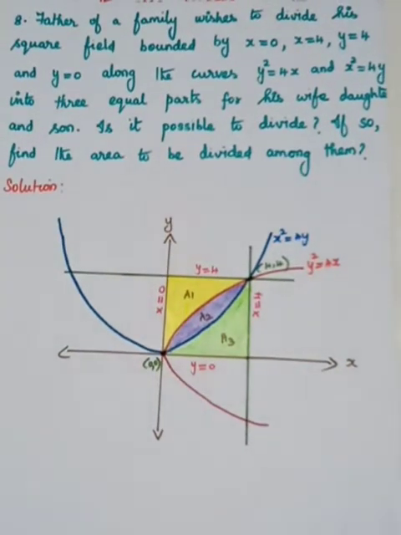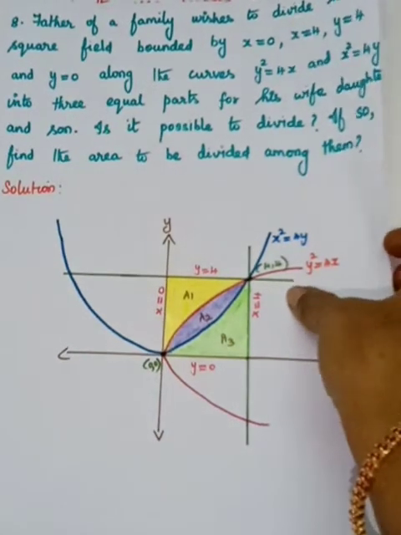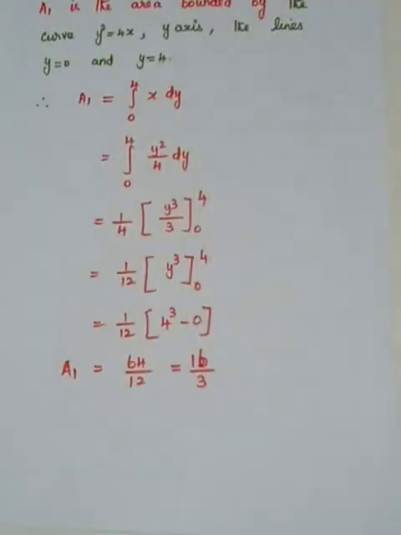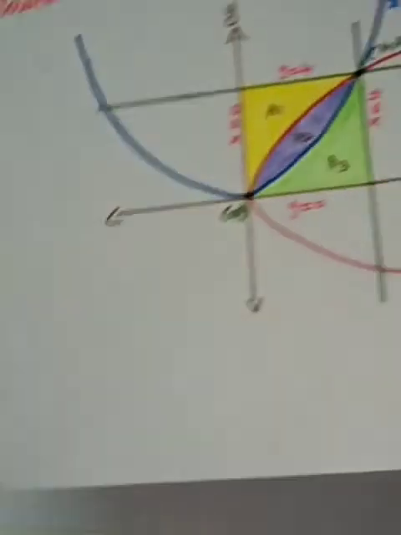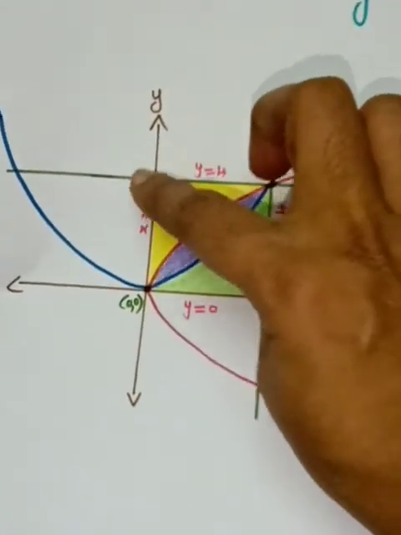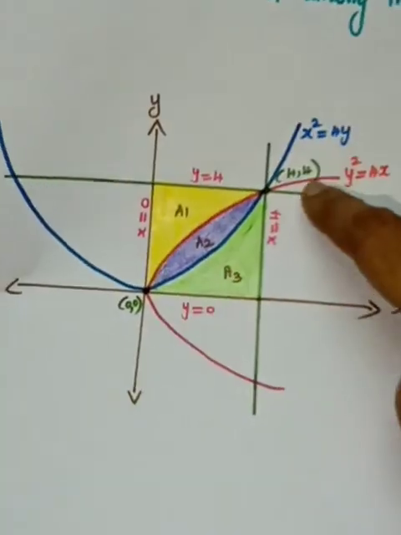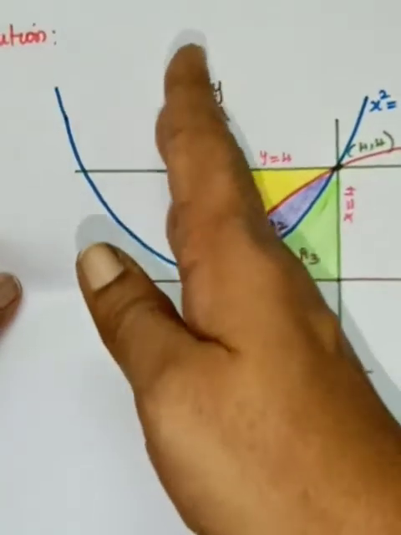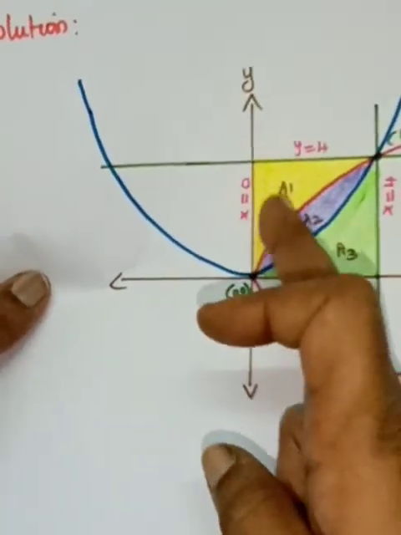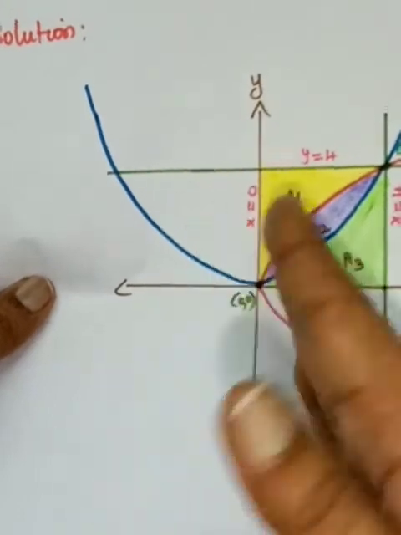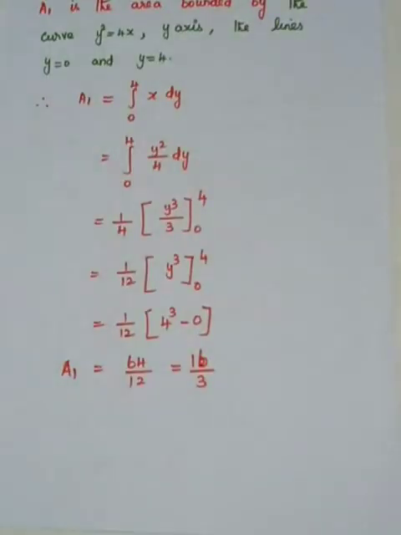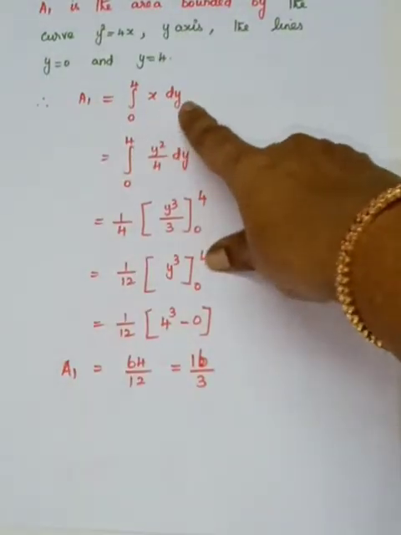So for finding the area of A1, which axis are you going to choose? Y axis. How many curves are involved? Only one curve. So therefore the formula for A1 is equal to integral. The limits vary from what? It is 0 to y is equal to 4. So 0 to 4, and you are choosing the y axis. So this area, how is it? It is right of y axis, so it will be positive. So therefore it is x dy.